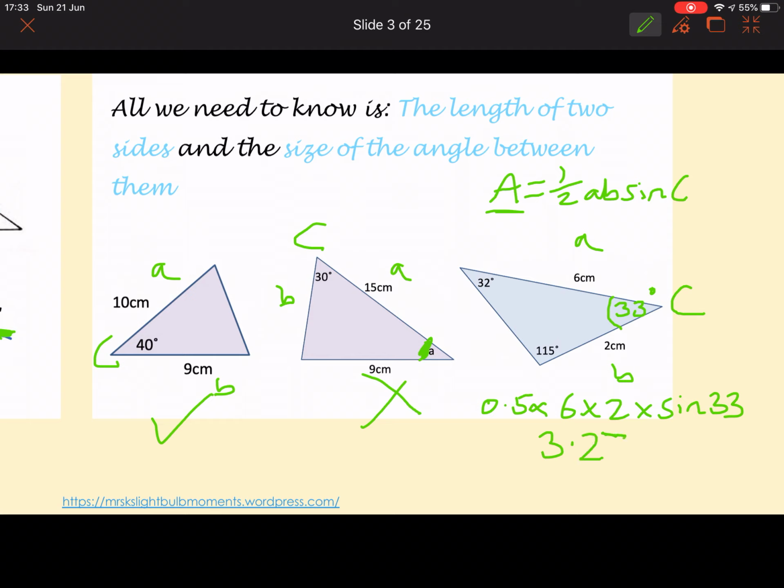Sorry, it's not working. And it's an area we're finding, so it's in centimetres squared, this one. Oh, I don't know why it's not typing. Okay, and that's to 2 decimal places.